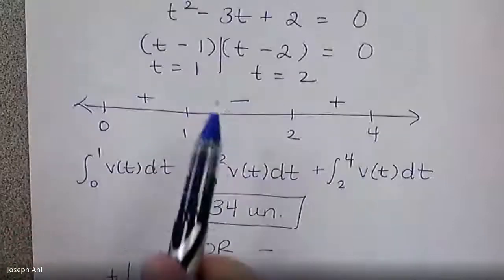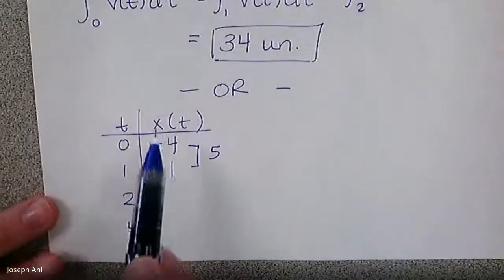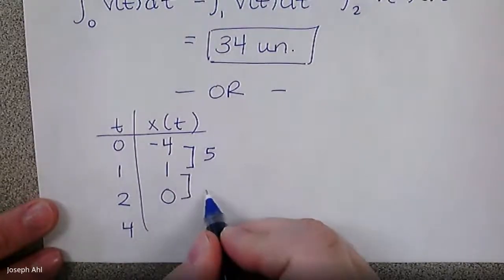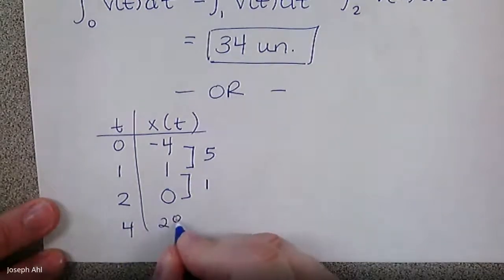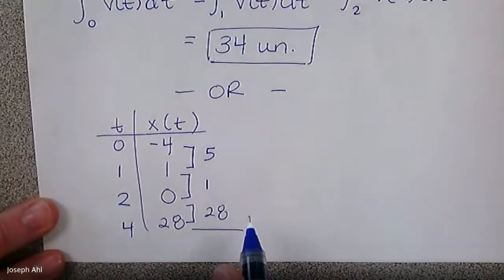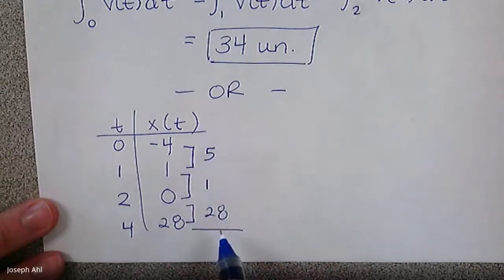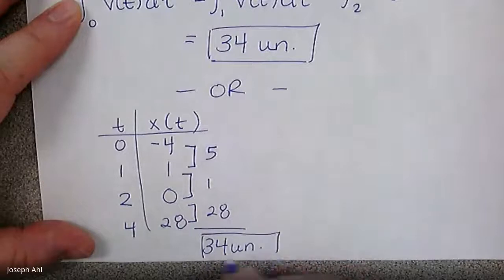Then remember, because we're going negative, we're going to go backwards for a little bit. So how far backwards do we go? Well, if I plug in 2 for the function x of t, you get 0. So this is a total distance here of 1. And finally, if you plug in 4, because it's all positive from t equals 2 to t equals 4, you get 28 here. So from 0 to 28, that's another 28 units total. So therefore, in total, we get 5 plus 1, which is 6, and then 6 plus the 28 is a total of 34 units. Okay.